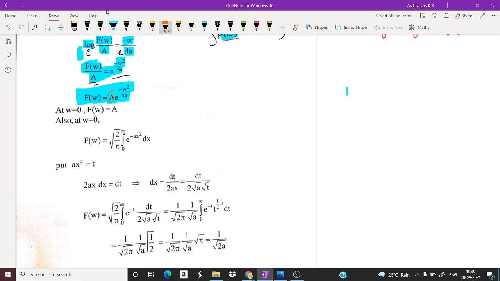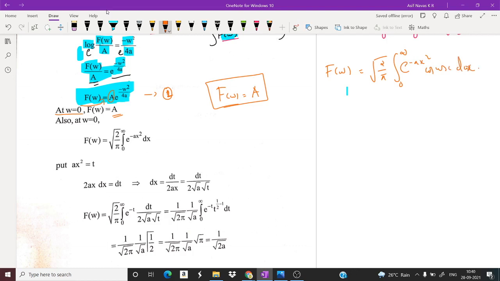Now the only unknown is a. If I know what is a, then we will get the Fourier transform. So in order to find a, if I put omega is equal to 0 in this equation, I will get a into e raised to 0, that is a. So f of 0 is equal to a. Similarly, we know that f of omega from the starting is root 2 by pi integral 0 to infinity e raised to minus x square cos omega x dx. So if I am putting omega is equal to 0 here, we know that cos 0 is 1. So I will get this.